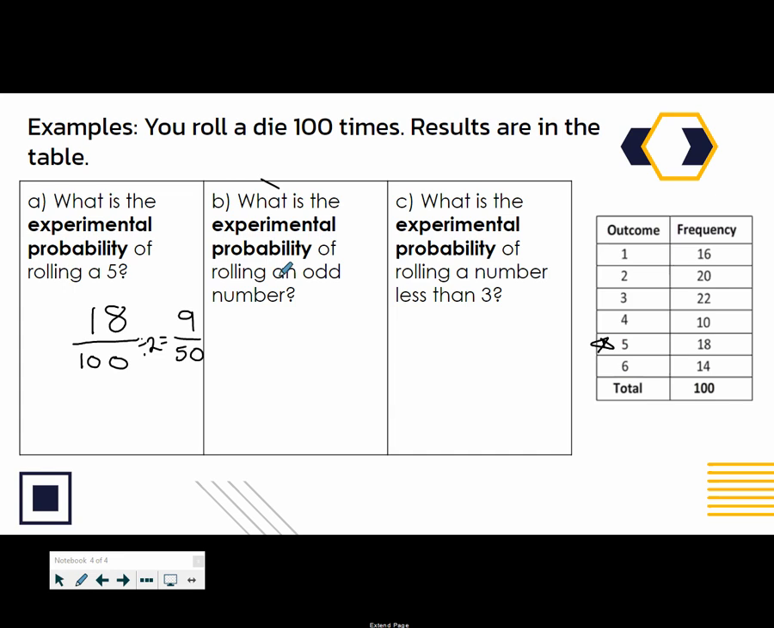So again, it asks for experimental probability, so we will use the data. If it didn't say experimental probability and it gave us data, we would not use it. You have to be very careful when you read. So let's look at our odd numbers, 1, 3, and 5. Well, we landed on an odd number 16 plus 22 plus 18 times. So we need to add those up. 16 plus 22 plus 18. And see what that gets you.